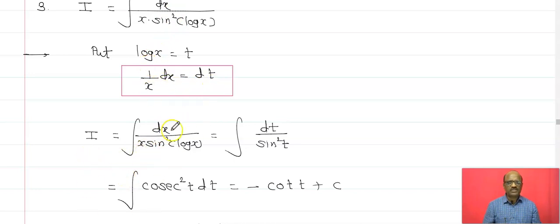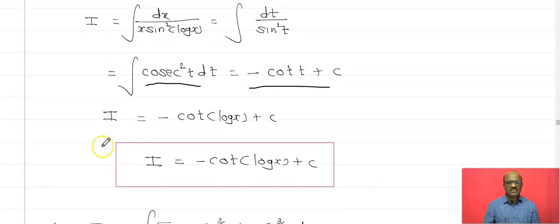Therefore I is equal to integral dx upon x sin square of log of x, which is integral dt upon sin square t, since dx upon x is dt. What about its reciprocal? Its reciprocal is cosec square t into dt, and its integral is minus cot t plus c, and in this way I is equal to minus cot of log of x plus c. Replace the value of t, which is log x. I is equal to minus cot of log of x plus c.